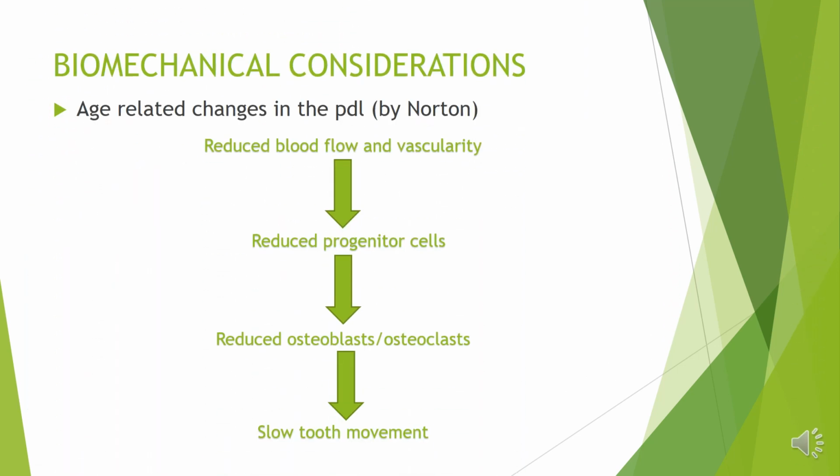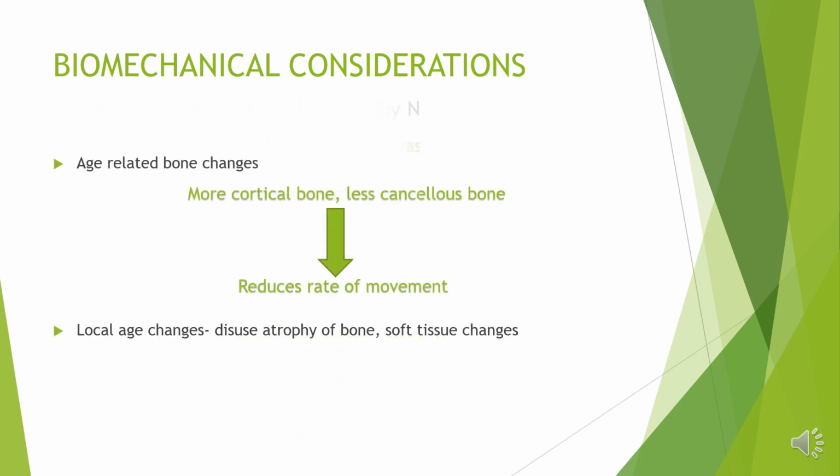Age-related changes seen in the periodontal ligament, as given by Norton: there will be reduced blood flow and vascularity as the age increases, hence reduced progenitor cells, due to which there will be reduced osteoblasts or osteoclasts, hence slow tooth movement. Age-related changes in the bone: there will be more cortical bone and less cancellous bone, which will again reduce the rate of movement. Local changes comprise disuse, atrophy of bone, and soft tissue changes.